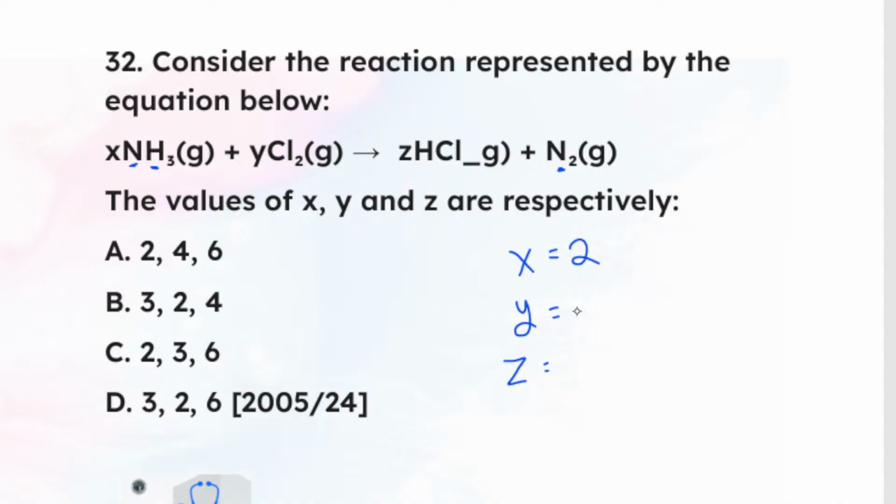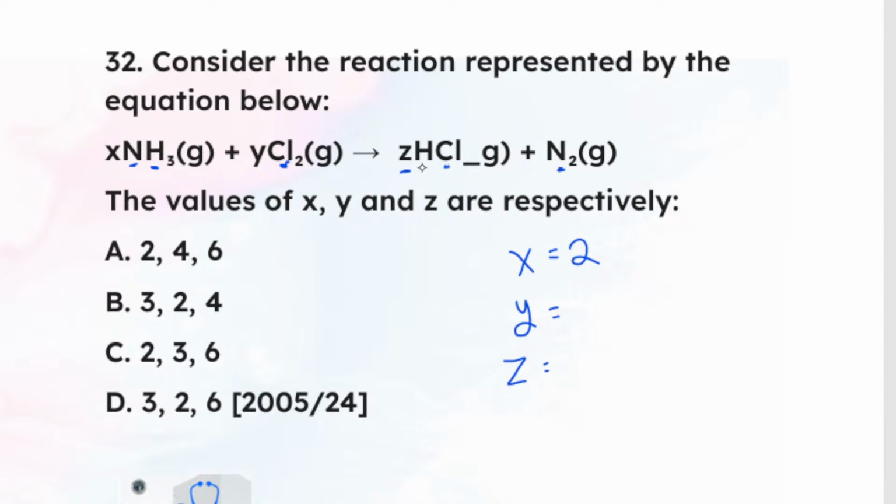So we have to find y. Let's see. y would be a multiplier to this chlorine, but we have to pay attention because y would affect z. We have 2 chlorine, but here in z, we have no chlorine, so we have to put an amount for the chlorine.